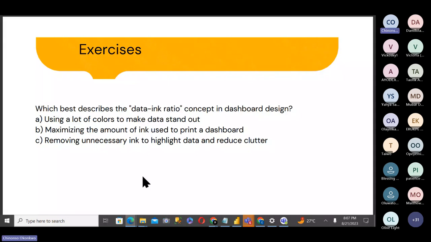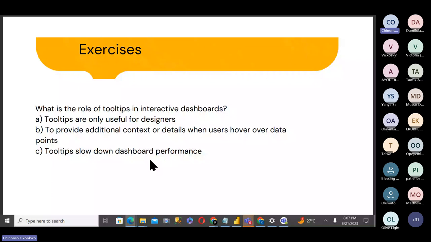If there is one, yes. Now, what is the role of tooltips in interactive dashboards? This is not something I mentioned, but I want to see what you think. I did not talk about tooltips, but I'll still talk about them tomorrow, when you are building your dashboard. So I want to know, what is the role of tooltips in interactive dashboards? Tooltips are only useful for designers, or they provide additional context or details when users hover over data points, or tooltips slow down dashboard performance. Let me know what you think.